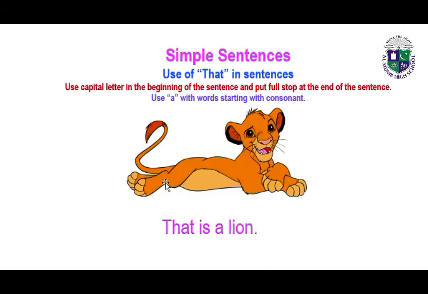Now here is lion. We have to make the sentence of lion, and we are using "that" in our sentence. So use a capital letter in the beginning of the sentence, put a full stop at the end of the sentence, and write a with the words which are starting with consonants. So we will write the sentence like this: That is a lion. Repeat it: That is a lion.